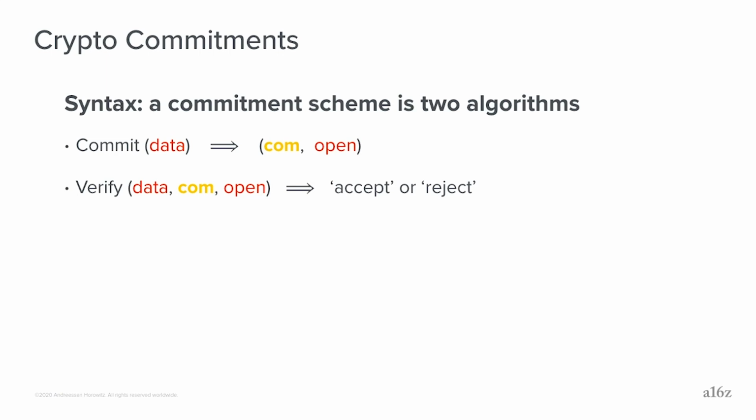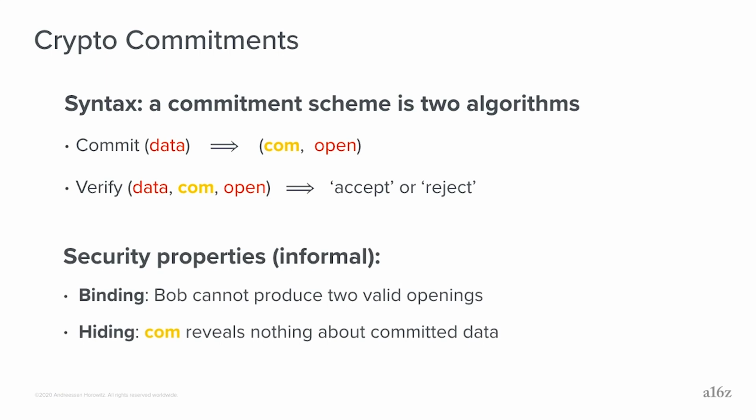Okay, so I can commit, and then later on I can open, but I can only open the commitment in one particular way. So the properties of a commitment scheme are exactly that. There's a binding property that says I cannot open the commitment in two different ways. Once I've committed to something, I'm bound to that data. And then the hiding property says that if I give you the commitment string, you have no idea what data I committed to. It's in the envelope and you cannot see it.